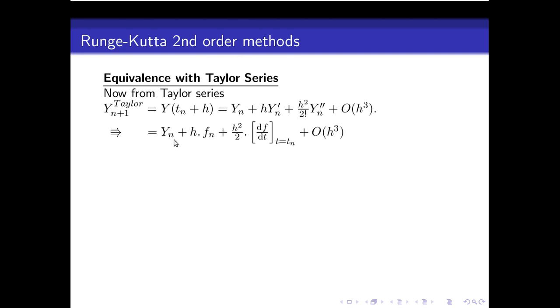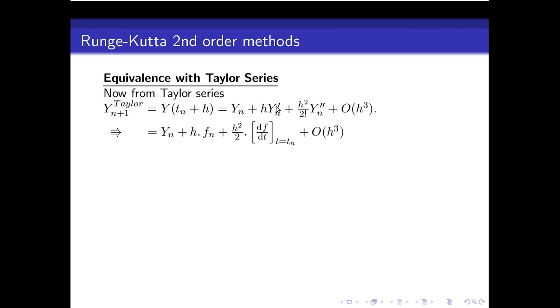So this can be written as yn plus h into fn. This yn prime is fn. Just think about it. Y prime is given by the original differential equation. Y prime means dy/dt is equal to f(t, y). So dy/dt at t equal to tn is y prime n. So this y prime n must be equal to f at tn, yn, which is nothing but fn.